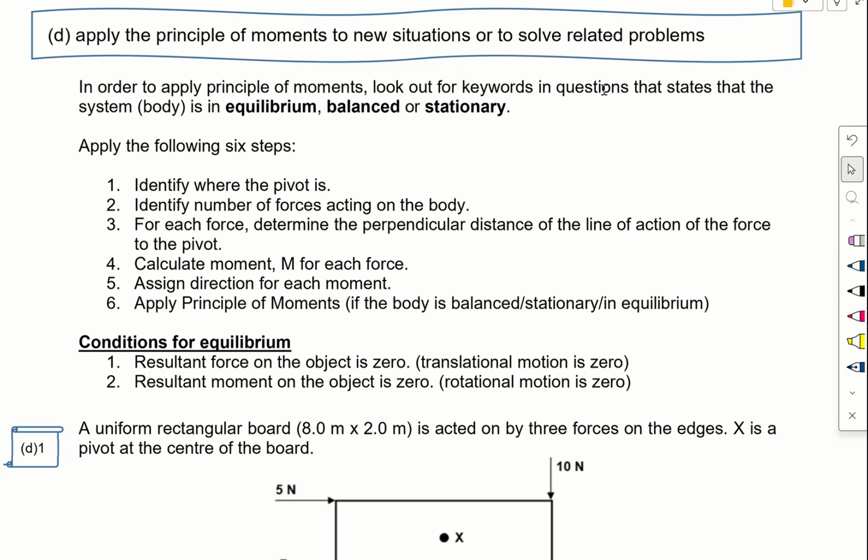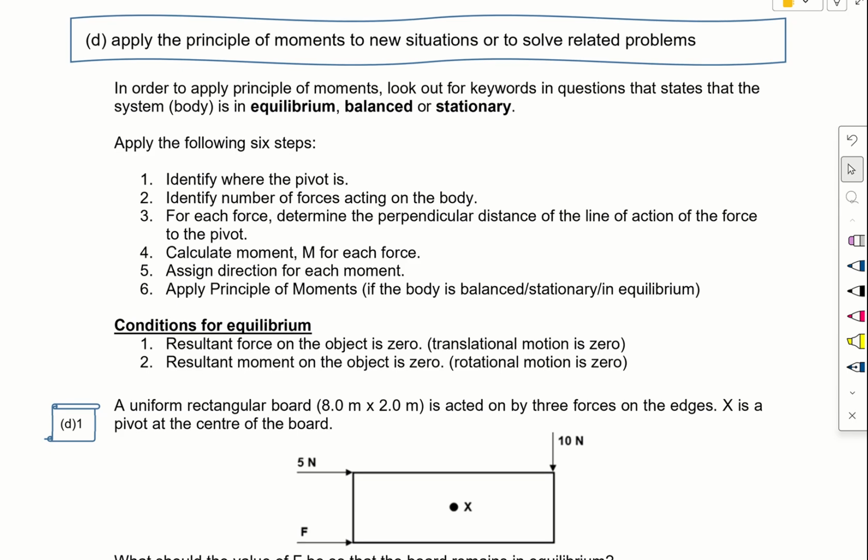Okay, for this video, I'll be going through pure physics moments, success criteria D. Now, apply the principle of moments to new situations or to solve related problems. So, the principle of moments definition was actually covered in success criteria C. Now, in order to apply the principle of moments, look out for keywords in questions that state that the system or body is in equilibrium, balance, or stationary.